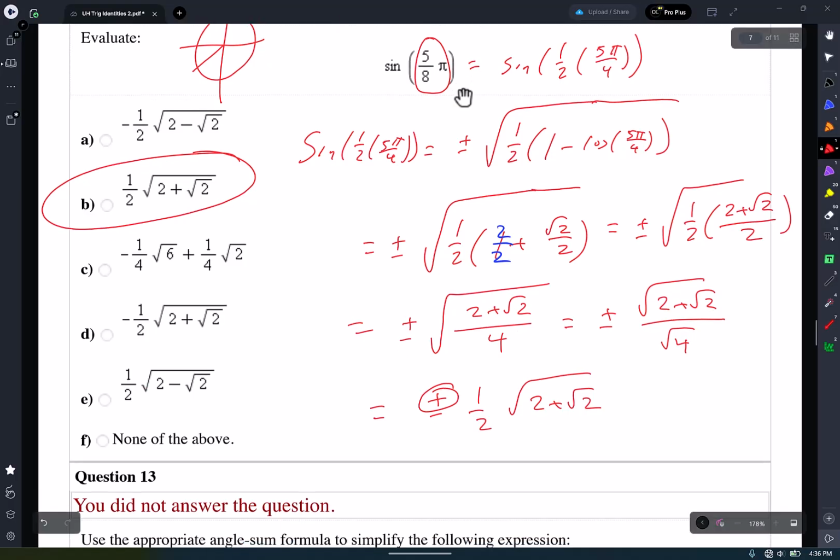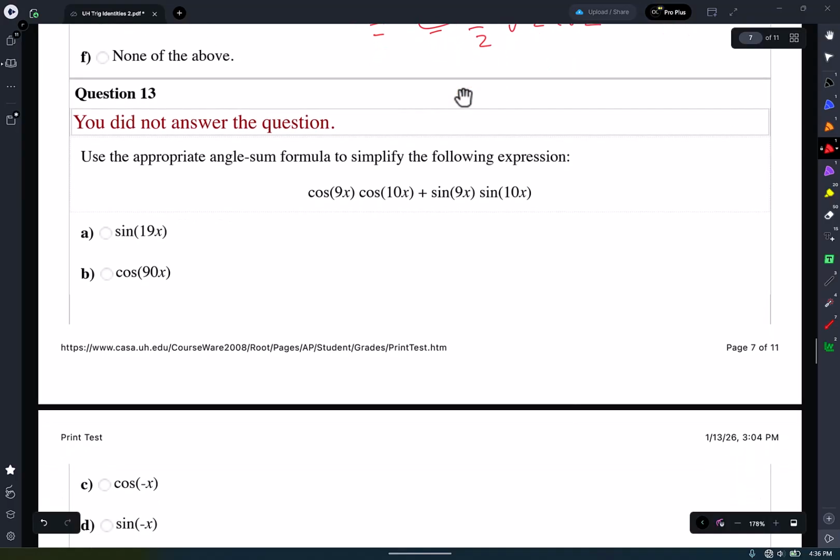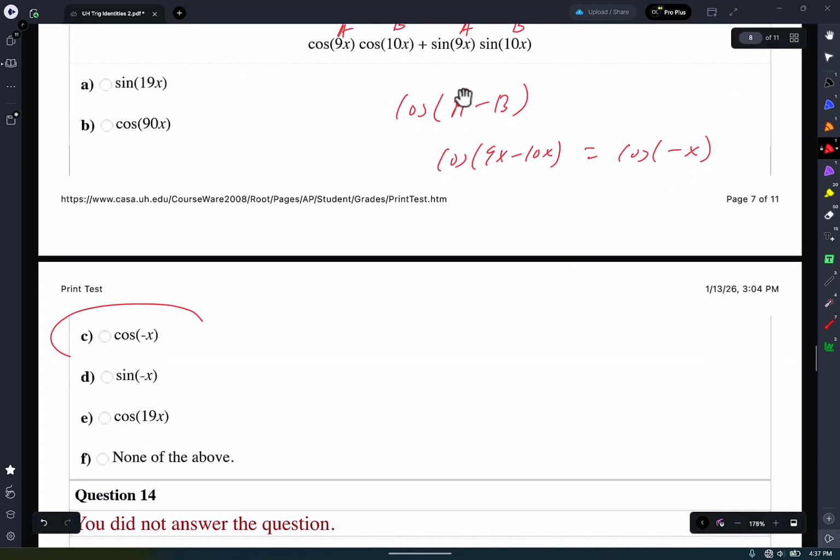B. And it goes back to easy. See? Cosine A cosine B plus sine A sine B, that is cosine of A minus B. Do you see that? So 9x minus 10x. Yeah. Cosine of negative x. Look for that answer.